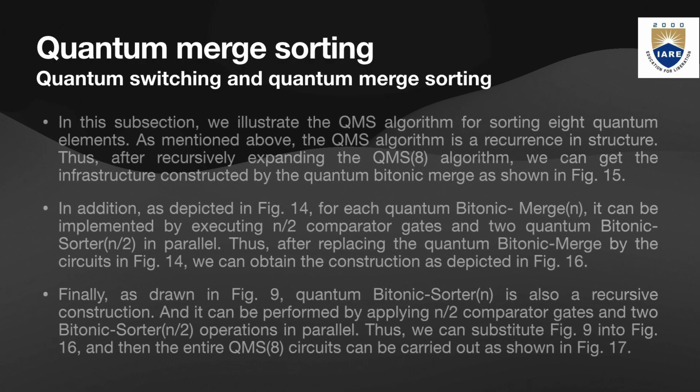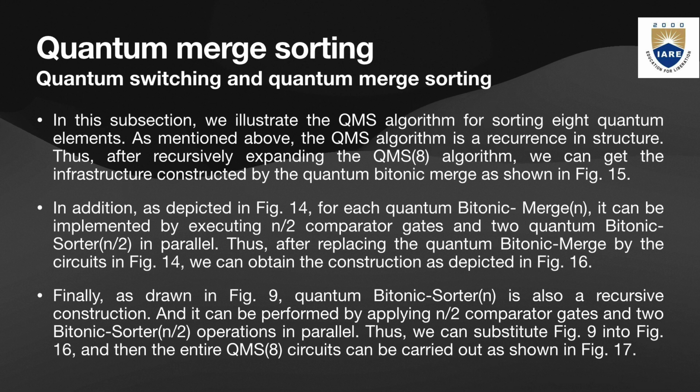So now let's talk about the quantum merge sorting. In this subsection, we illustrate the QMS algorithm for sorting 8 quantum elements. As mentioned above, the QMS algorithm is a recurrence in structure. Thus, after recursively expanding the QMS algorithm, we can get the infrastructure constructed by the quantum Bitonic merge as shown.